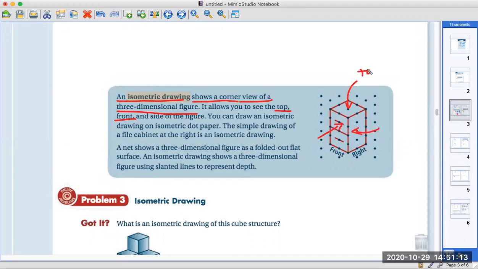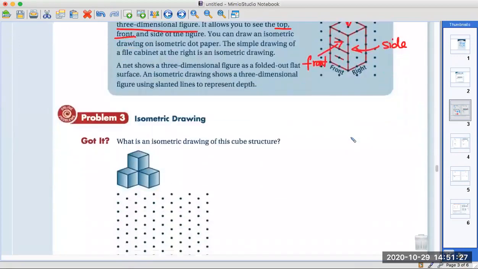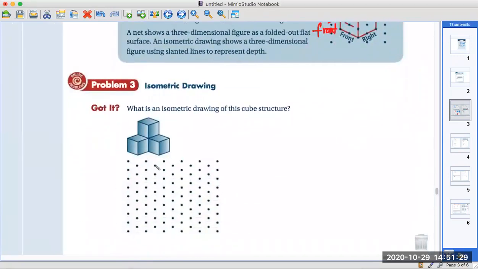So top, front, side. So you don't see the back because it's hidden from view, right? So you're turning it. This is a filing cabinet, by the way. So you're kind of turning it sideways. And the isometric paper is really good to do that.